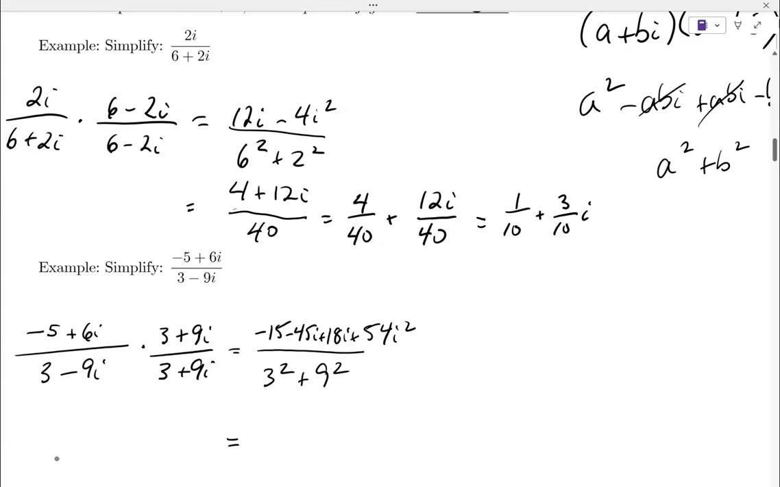What do we get on bottom? We get 9 plus 81 is 90. Jasmine just said that the I part simplified to -27i. What about the parts that don't have i's in them, the real part? I squared again is equal to -1. So this becomes -54 minus 15 gives you -69.